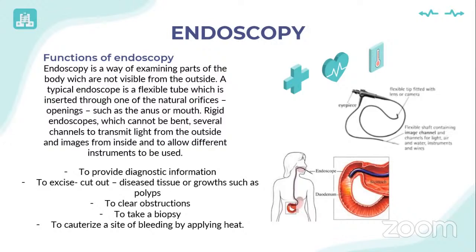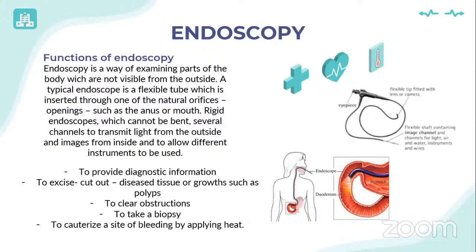Okay, thank you so much. Once again, functions of endoscopy. Endoscopy is a way of examining parts of the body which are not visible from the outside. A typical endoscope is a flexible tube which is inserted through one of the natural orifices or openings, such as the anus or mouth. Rigid endoscopes, which cannot be bent, have several channels to transmit light from the outside and images from inside, and to allow different instruments to be used.